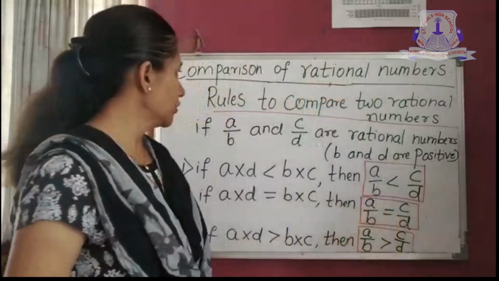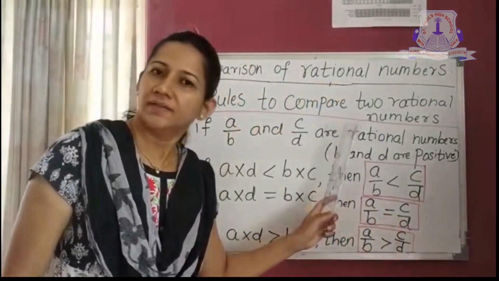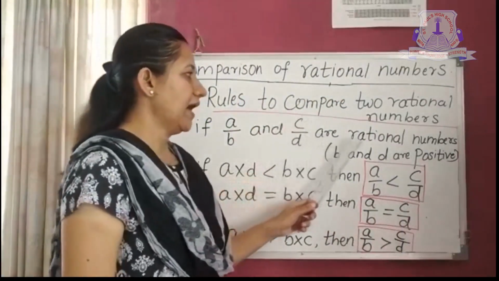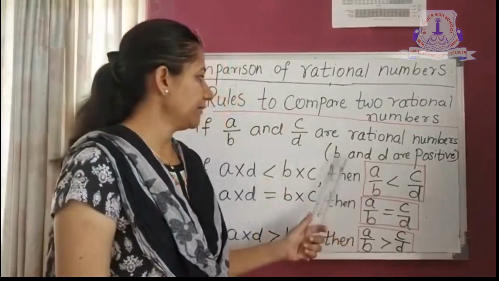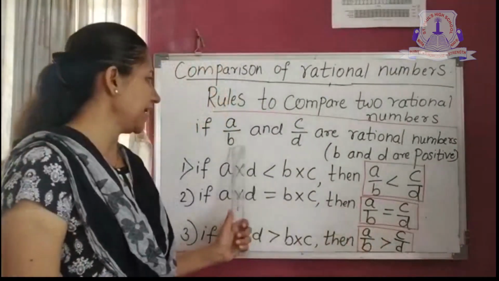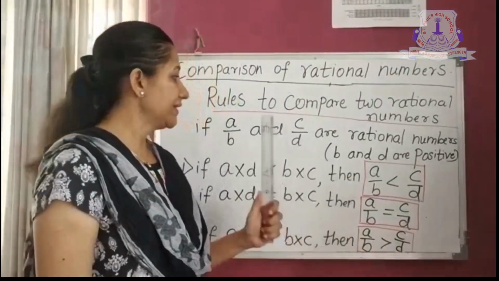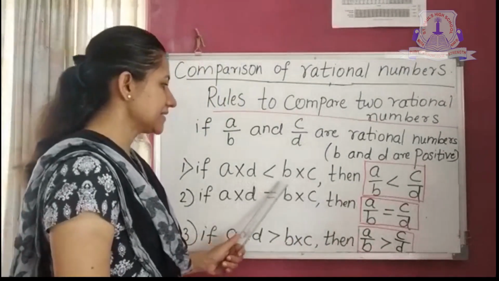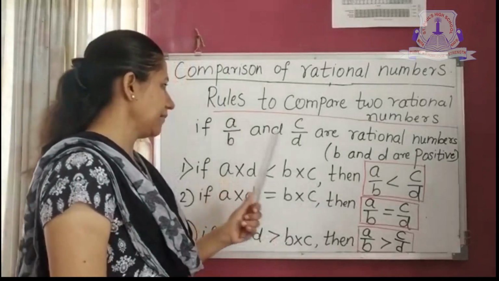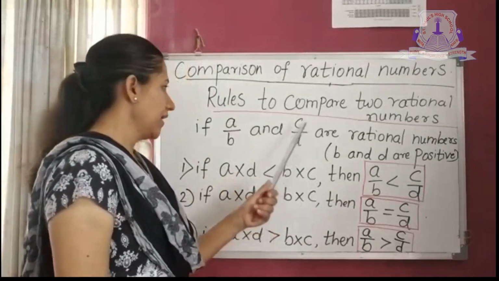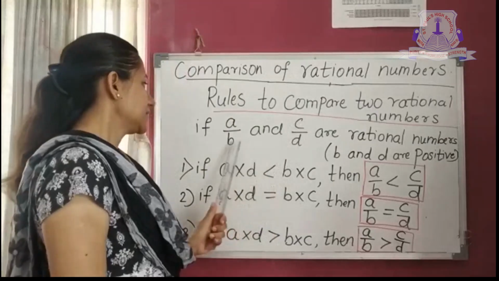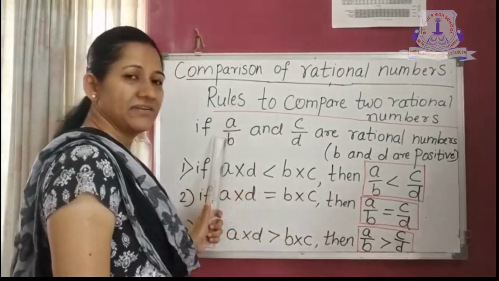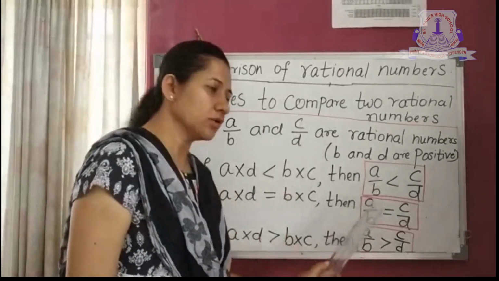Students, here are some rules to compare two rational numbers. Say A upon B and C upon D are any two rational numbers where B and D, the denominators, are positive. Then the first rule says if A multiplied by D is less than B multiplied by C, a cross multiplication, then the fraction on the left-hand side, A upon B, will also be less than C upon D.